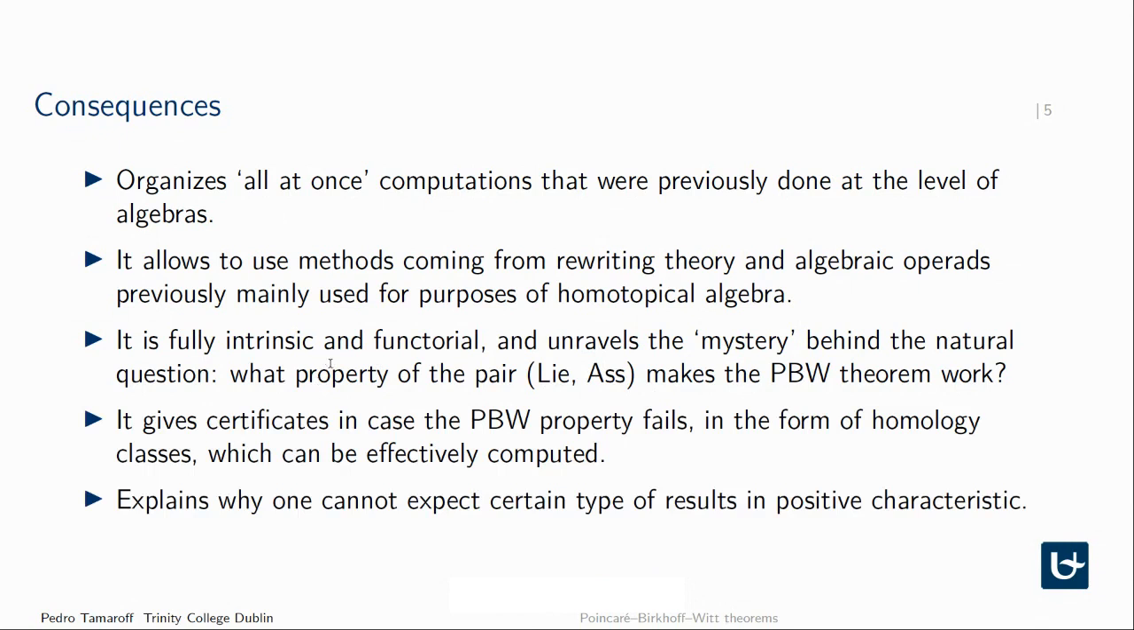perhaps in a broader sense, it does explain why in positive characteristic things don't work, and this has already been explained in the previous talk. In positive characteristic, the symmetric groups are homologically bad. We need to resolve them, so it's hard to expect that homological algebra will not change when we pass to positive characteristic.